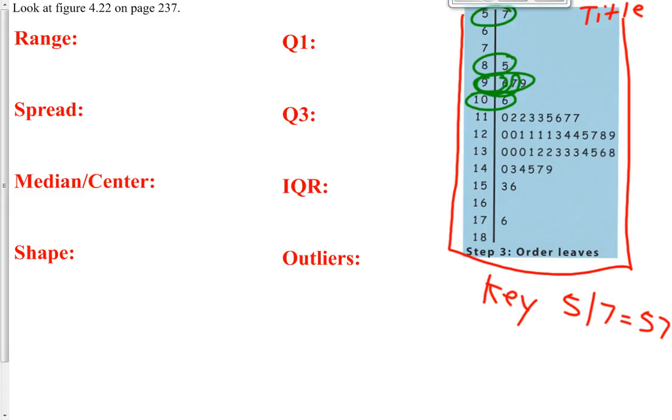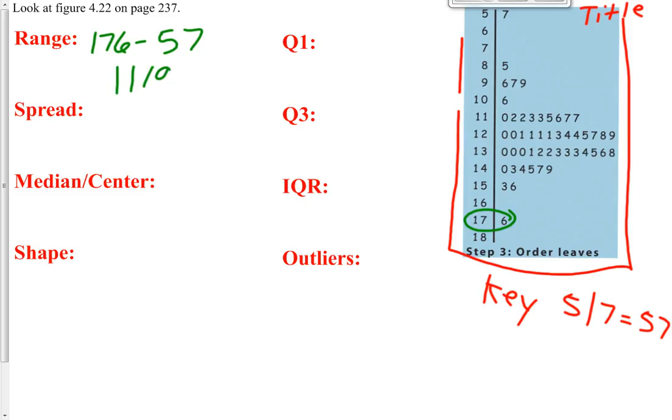Okay, so now we're going to start filling in some of the things that we know. We might not go in the exact order that I have written here on the smartboard, but follow along with me. The range is the highest number minus the lowest number. So 176 is the highest number. Subtract the lowest number of 57. If we take 176 and subtract 57, we get 119 is our range.